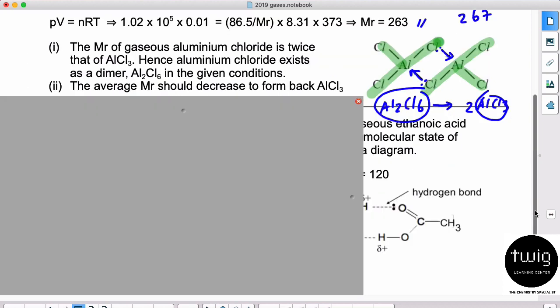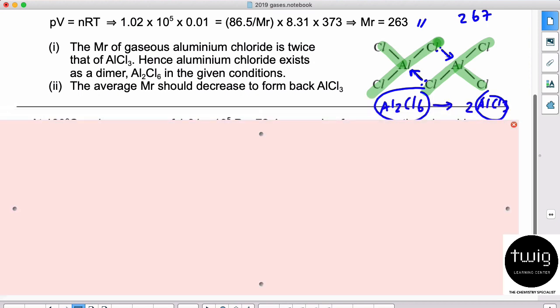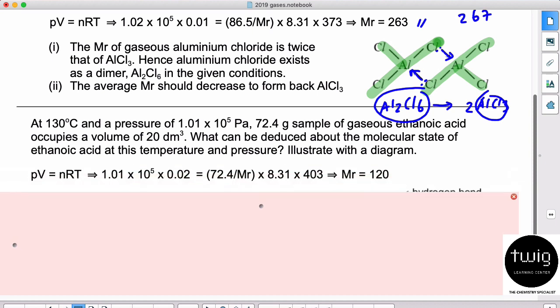The next one is also pretty similar in terms of what you're supposed to do. If you did your calculation using PV = nRT, you should get these values. MR will be 120, you did it nicely. So if you calculate the MR of ethanoic acid, it is actually 60. Good. So I guess the concept is the same, right?